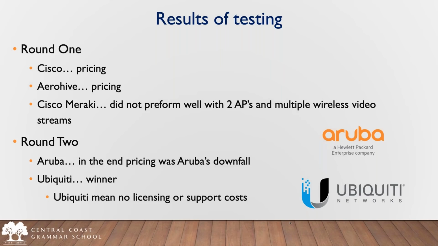Ubiquiti was the winner purely based on its price, and it gave me the features I needed for my school. The no licensing or support costs helped as well, because although we lease on a 3-year rotation, the fact that I know I can keep it for as long as I want without ever having to pay any more than my initial upfront cost was a real winner for us.